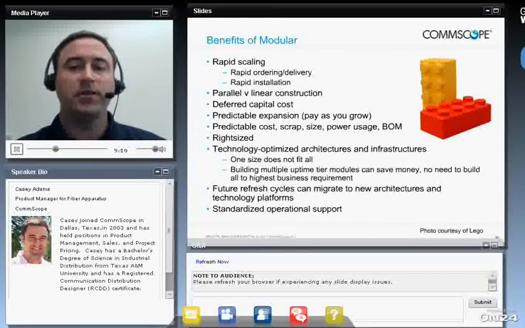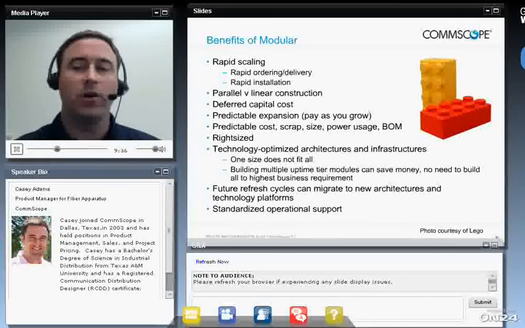This can be done through technology-optimized architectures, allowing you to move away from the one-size-fits-all mentality. And because you know your expansion and growth path, you don't necessarily have to make each block the same performance level as the previous one. You have the ability to provide variations for needs and requirements. The great thing about modular is also the future refresh cycles can migrate to new architectures and technology platforms that are more beneficial to where your business is going.